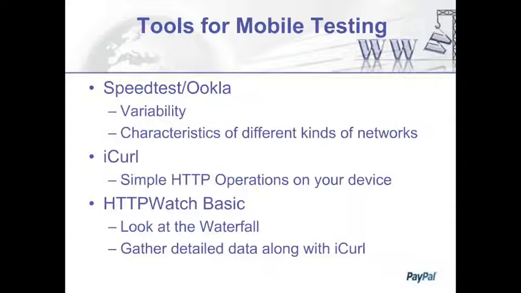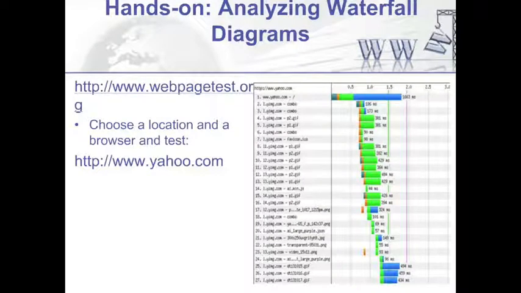There's a version of HTTP Watch Basic for the iPhone as well. It costs $99, very expensive app, but there's a basic version that's free. In some sense, this is the gold standard for performance measurement on mobile devices simply because you can get a great waterfall and you can compare it to the waterfall that you see from using it on the desktop. It's very instructive to see the difference in loading between the mobile device and the desktop device.